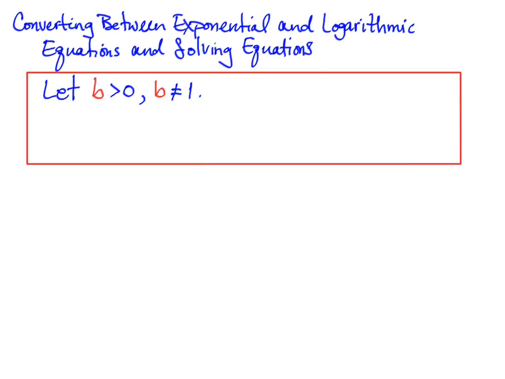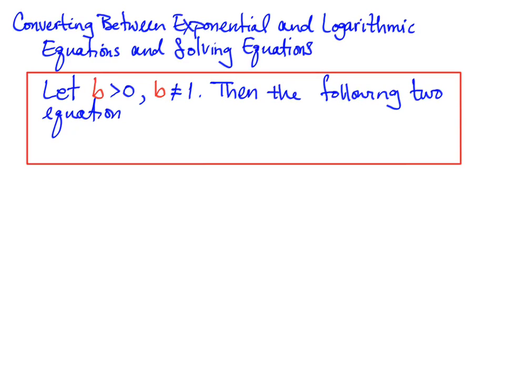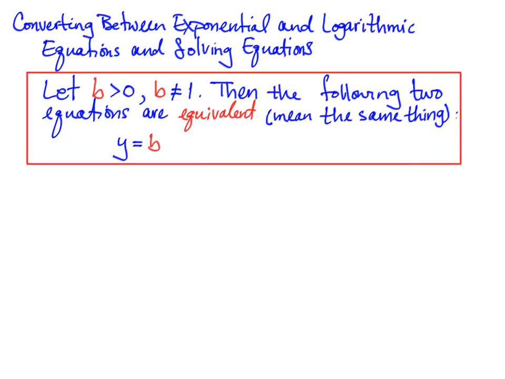So starting with our base b, the following two equations mean the same thing. They're equivalent. They're saying the same thing. The first one is the exponential equation y is equal to b raised to the x. That means the same thing as the equation x is equal to the logarithm base b of y.